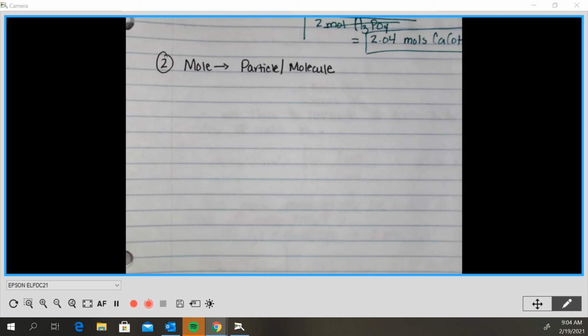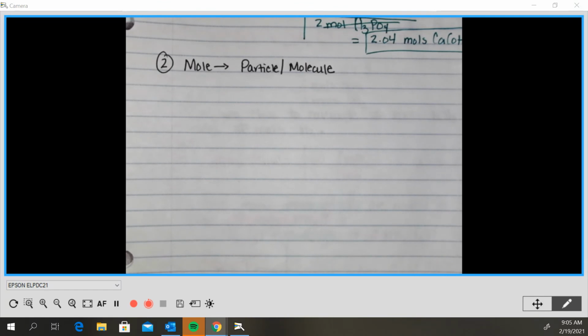All right, so on Wednesday we learned how to convert from moles of one thing into moles of something else. Today we're going to add one extra step into that. So we're going to go from moles of something into molecules or particles of something else. So we're just adding one additional step into what we learned on Wednesday. So there's a new equation for this one.